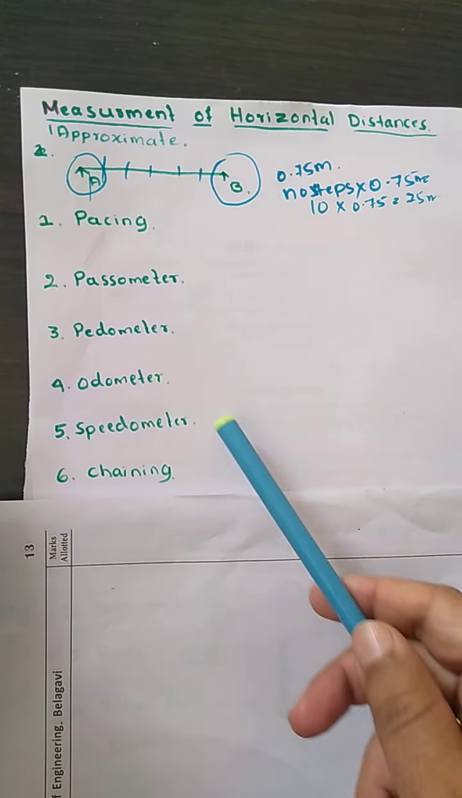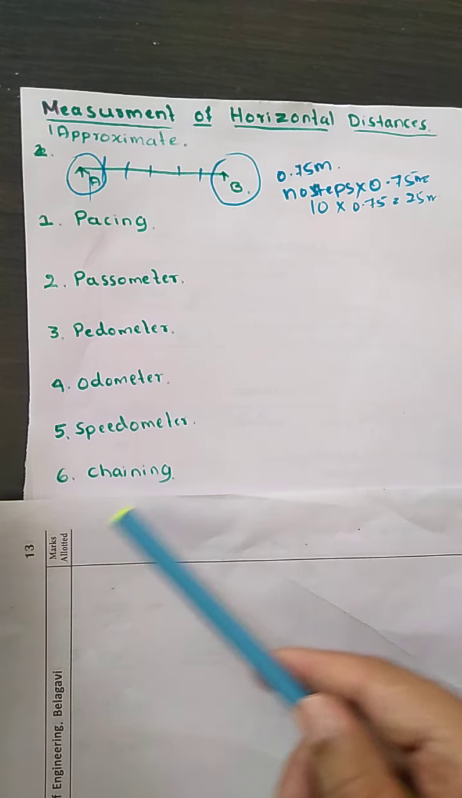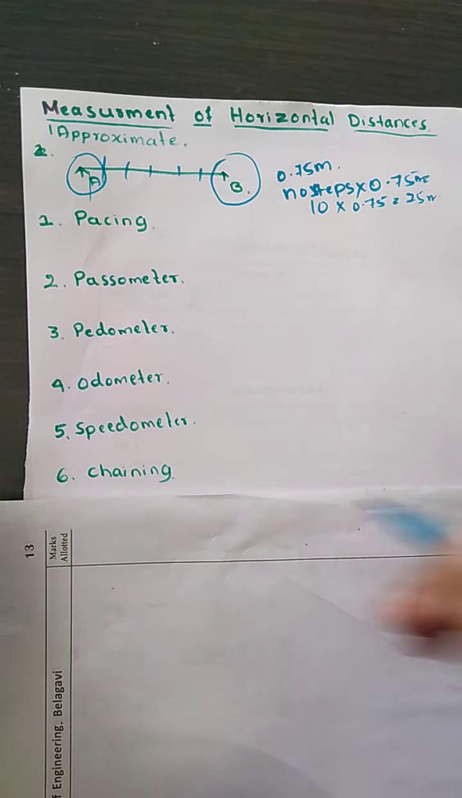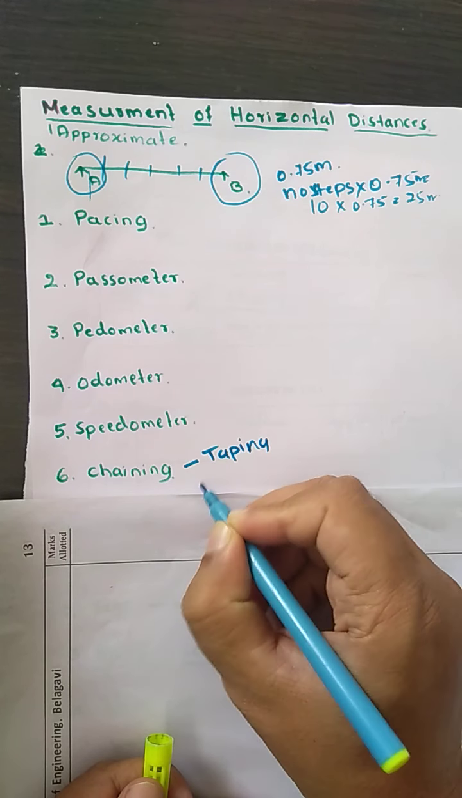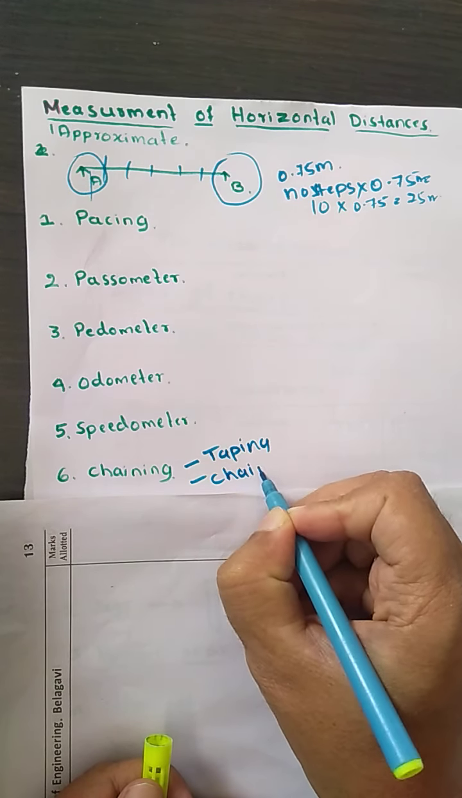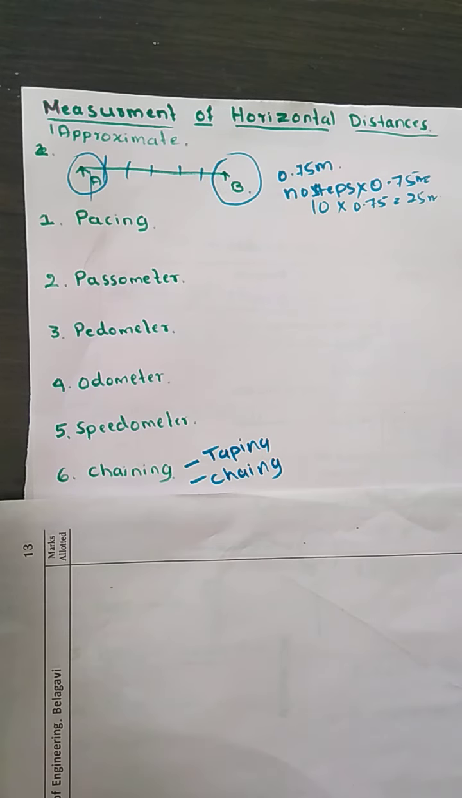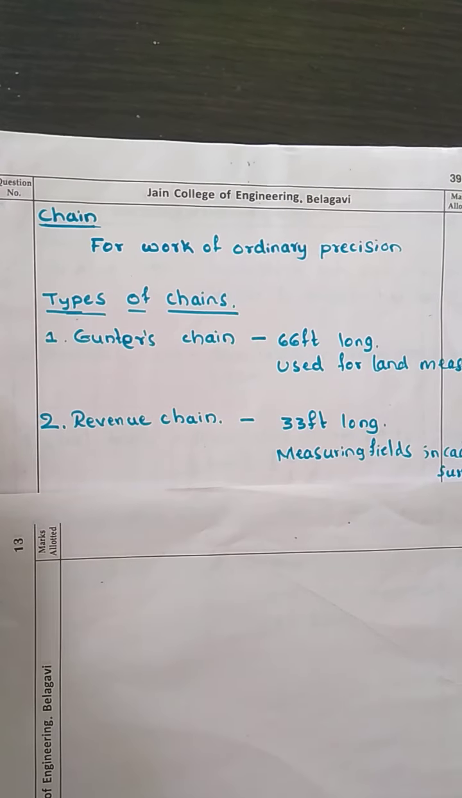Now here we are going to concentrate our study on chaining. Chaining includes both taping and chaining. We will study these two in detail. Now, as I was saying, we will discuss the chain. The chain is used for ordinary precision.